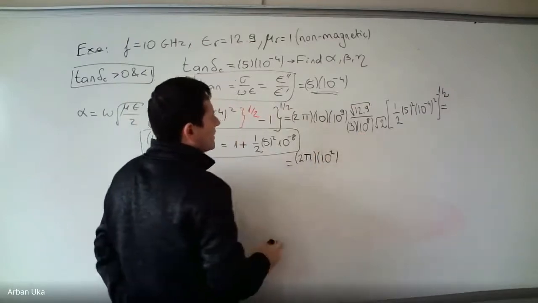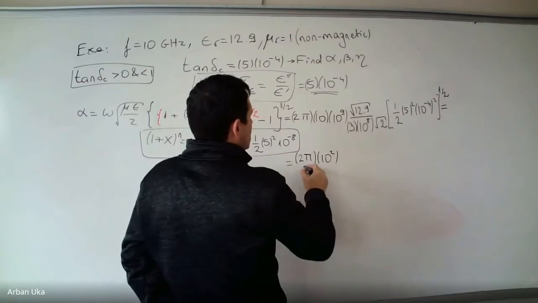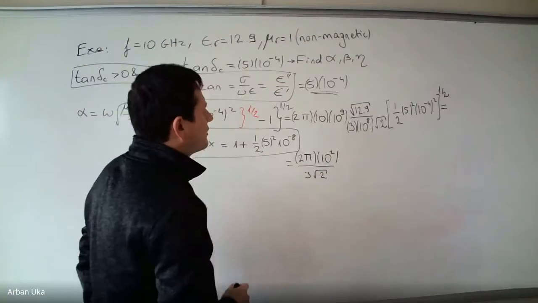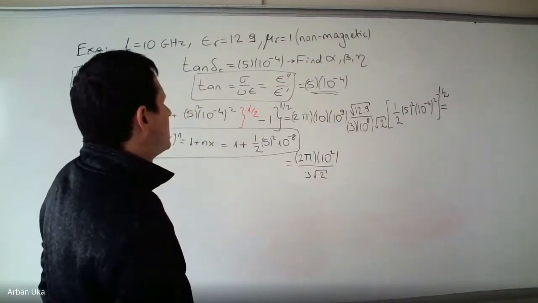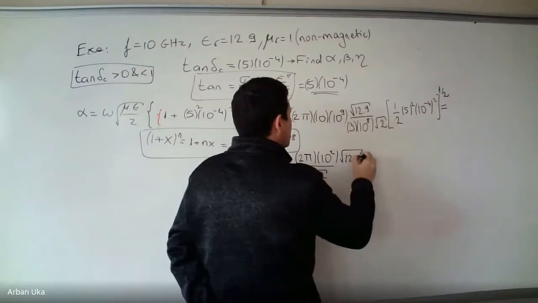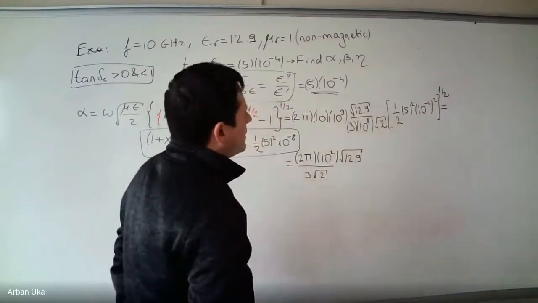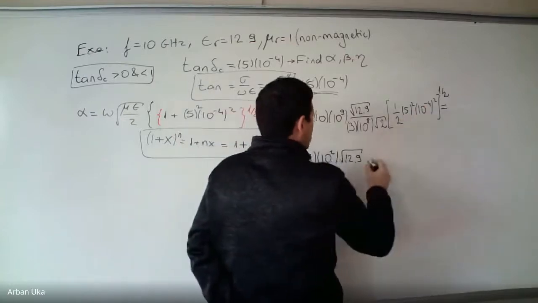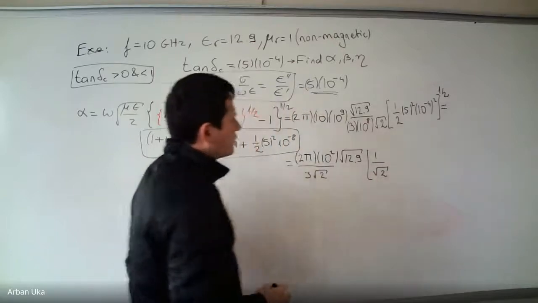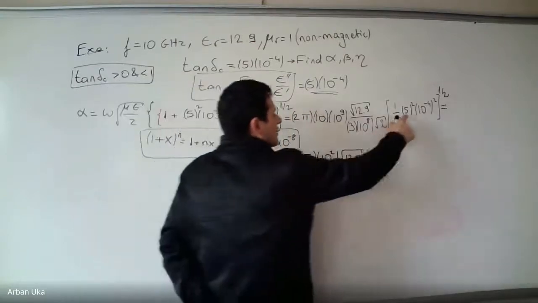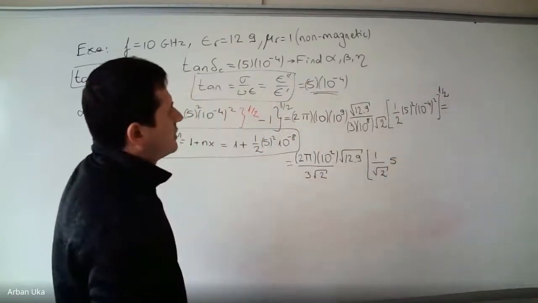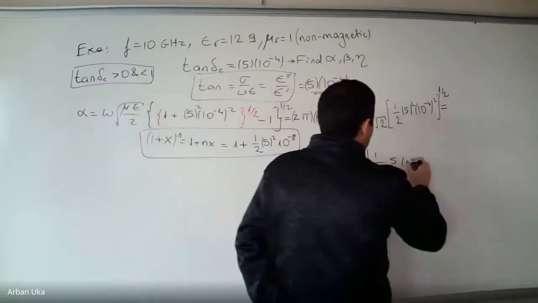We can keep this. We can keep a 3 here, the square root of 2, so we are simplifying as much as possible. And then what is left, we have the square root of 12.9, it's still there, times the square root of 1 over 2. Now let's write this one. This is 1 over square root of 2. Then 5 squared, square root, we get a 5. And 10 to the power minus 4 squared, square root is 10 to the power minus 4.